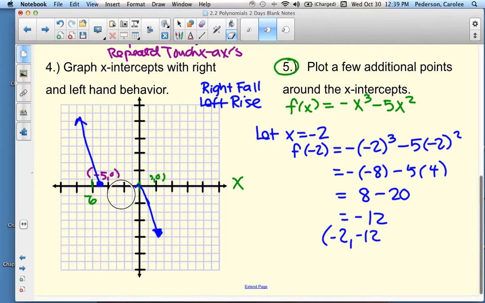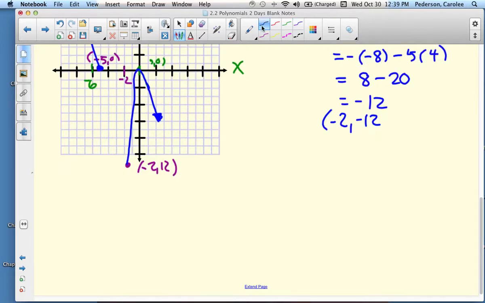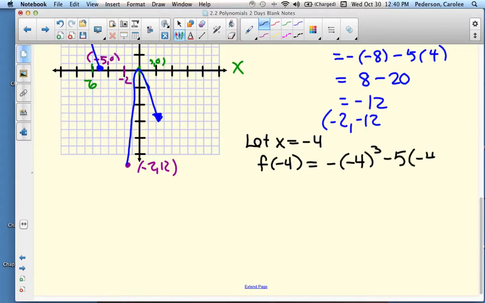So I'll erase this here. At negative 2, we're down here at negative 12. So coming down. And then eventually we must come back up to meet that x-intercept. So I'm just going to let x equal negative 4 and see what I get there when I evaluate the function. So f of negative 4 equals negative, replace the x with negative 4.